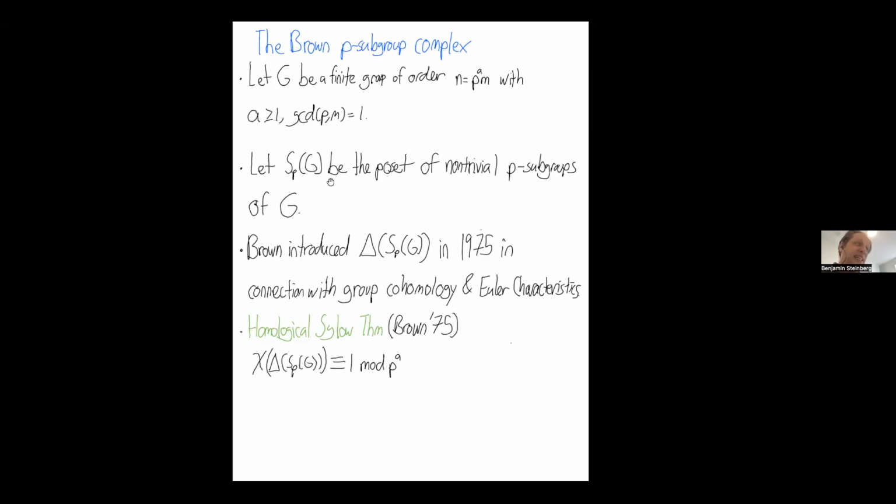And then SP of G is the poset of non-trivial P subgroups. Why do I want the non-trivial P subgroups? If I have the trivial subgroup, my poset will have a minimum. And if my poset has a minimum, it's automatically contractible. So it's not interesting.